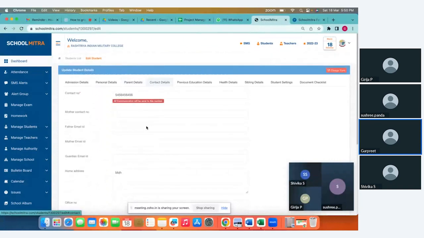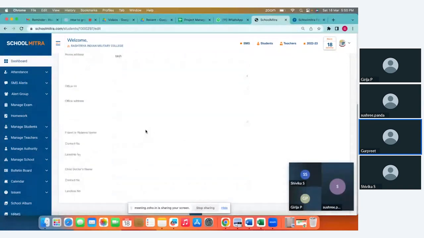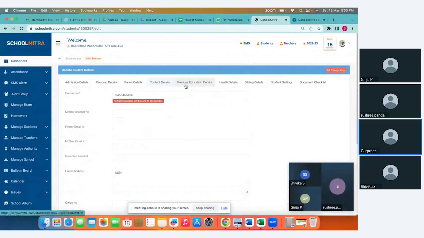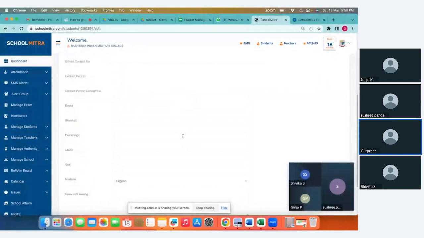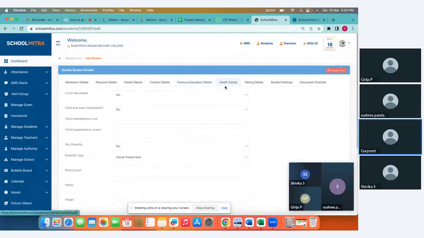The contact information of the father and mother, along with the guardian information, the previous education details of a child, if he has joined the school and presented the TC of the previous school, if you want to capture a TC number. All those details can be captured in one single panel, even the health details, including the COVID certification. So each and every piece of information of a child, the complete 360 degree information, can be captured and used by the school whenever they want.